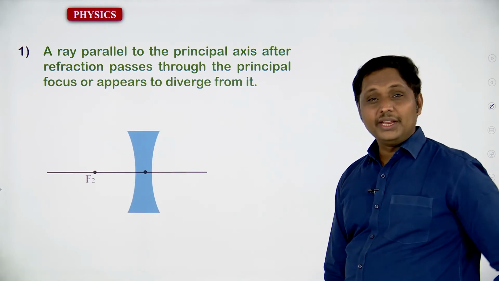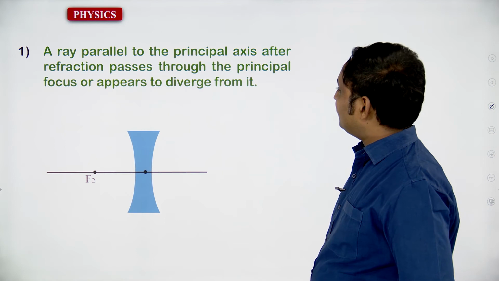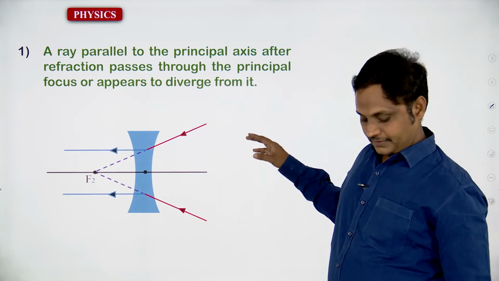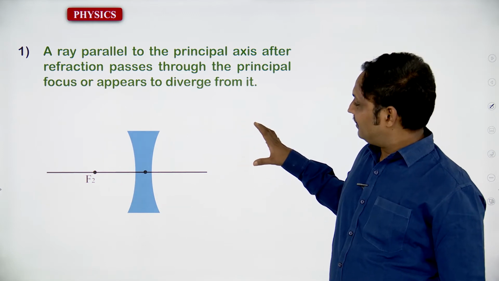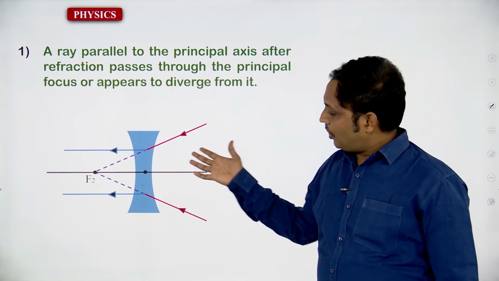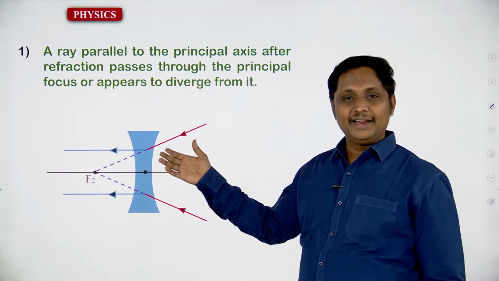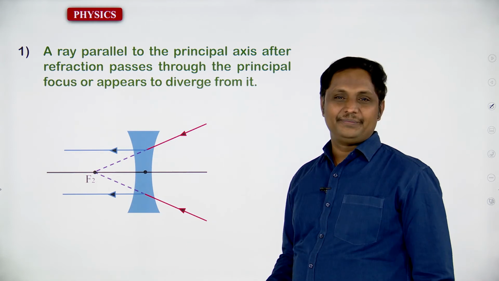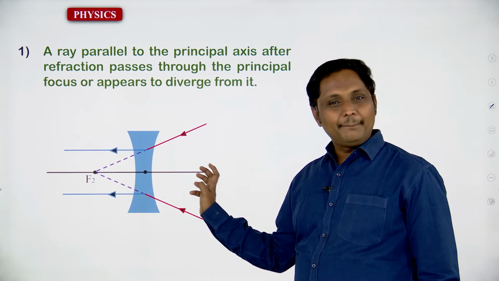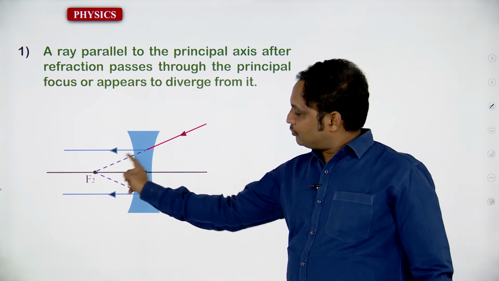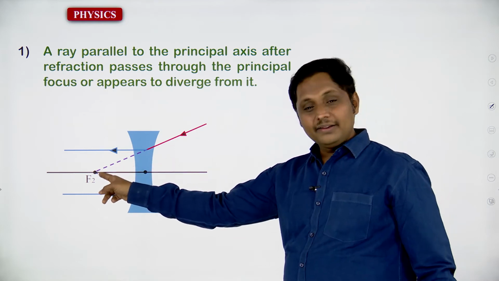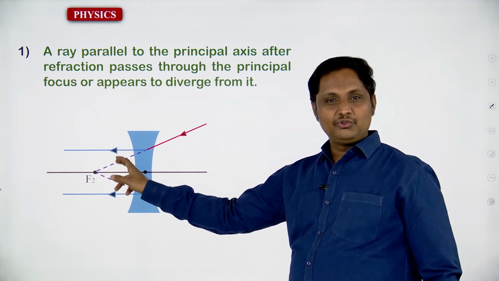You have to see what happens in the case of the concave lens. The light rays are incident, and after the refraction they are going to become parallel lines. Actually, they are appearing to meet at F2. They are going to meet at F2.